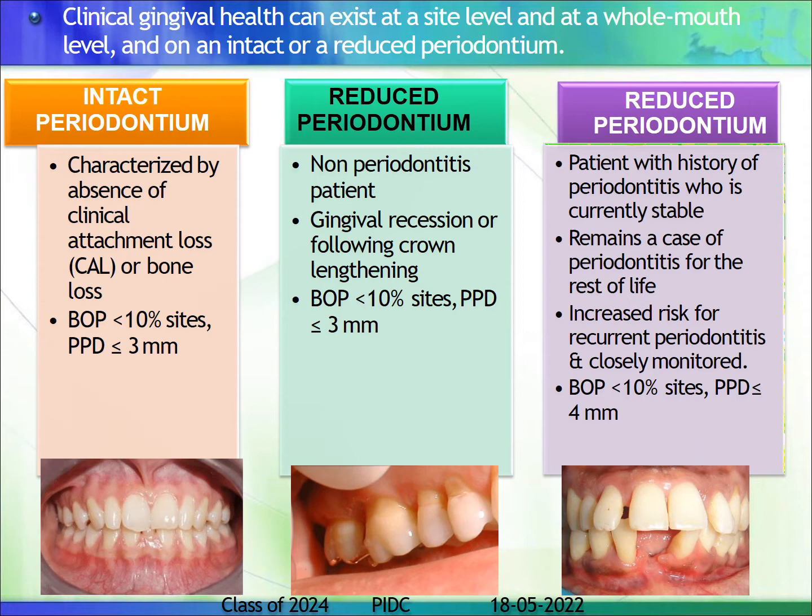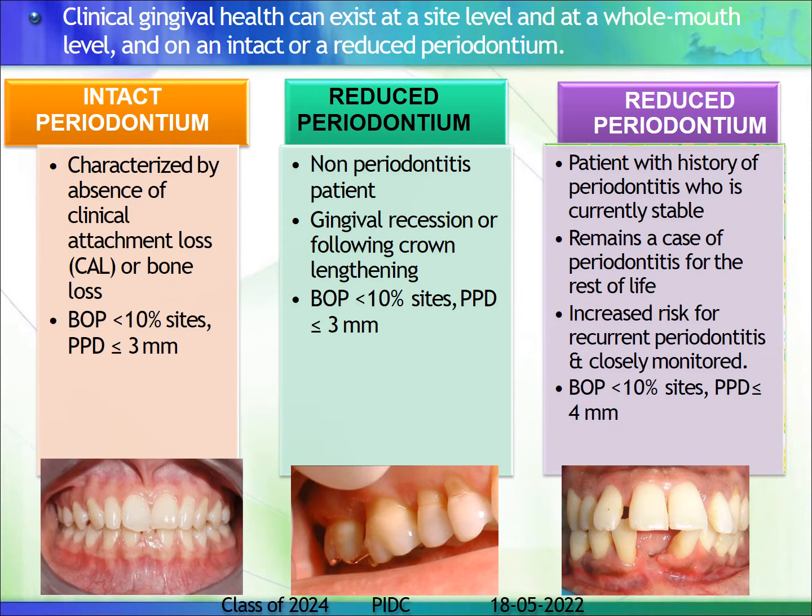Whereas clinical gingival health on a reduced periodontium is a tricky term, which means that the patient is a non-periodontitis patient. Here you could see in the diagram a case where there is gingival recession, but this is because of cervical abrasion resulting from abnormal brushing habits. You can see the picture there. Such a case, if it has bleeding on probing at less than 10% of sites and probing depth less than 3 mm, would fall into the category of clinical gingival health on a reduced periodontium.